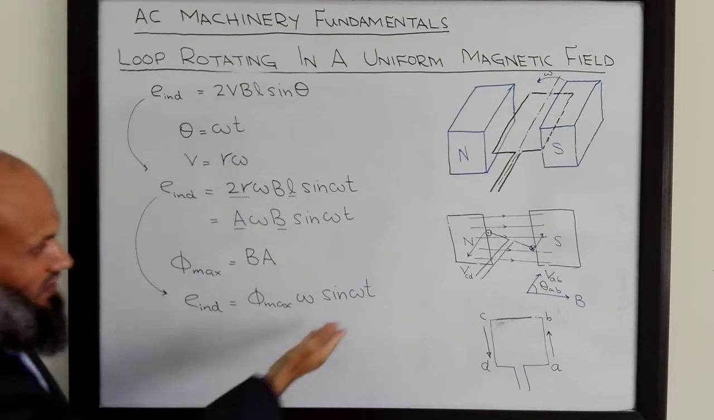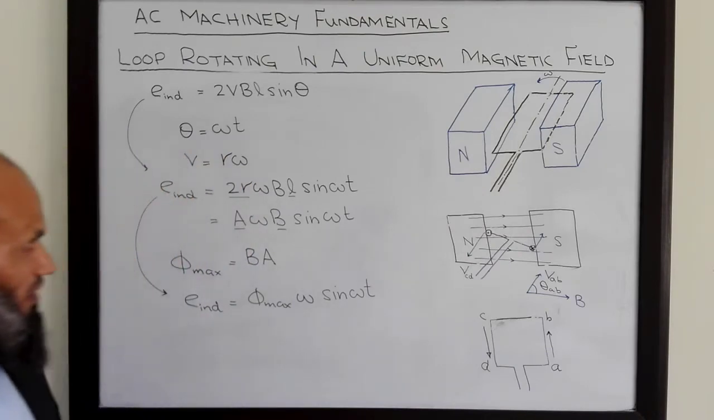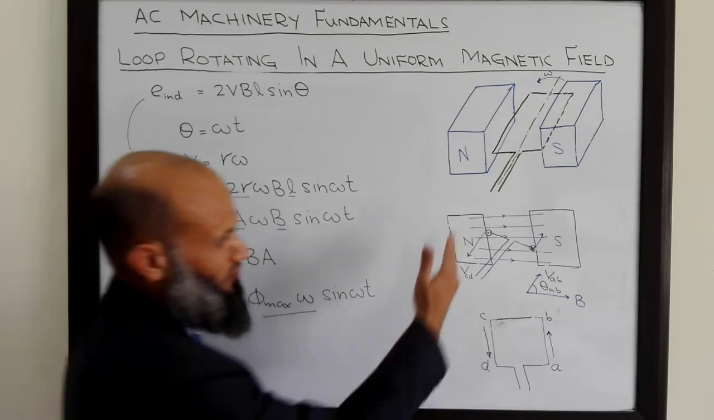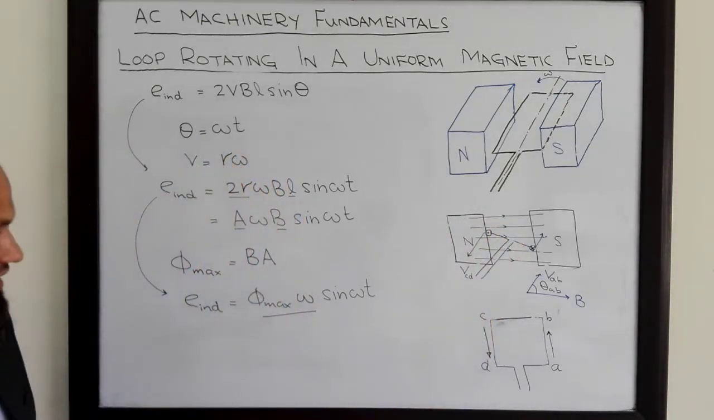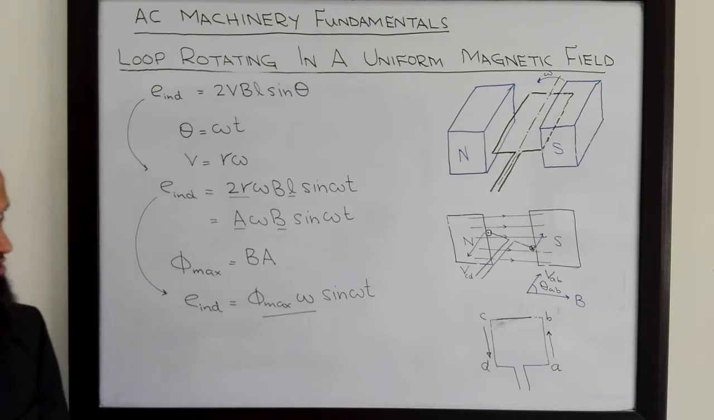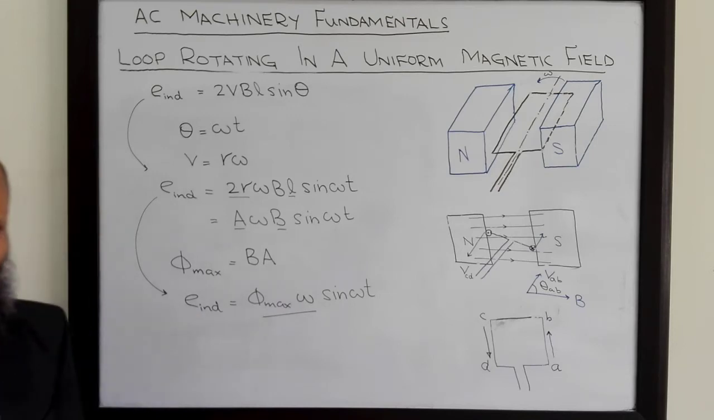We can see that we are getting a sinusoidal voltage signal out of this coil, and the magnitude of this voltage signal depends upon the maximum flux that passes through the coil, and it also depends upon the angular velocity of the coil. That is also the situation in real AC machines. We shall talk about real AC machines in later lectures. Over there, we shall also observe a similar expression for voltage induced in those machines.